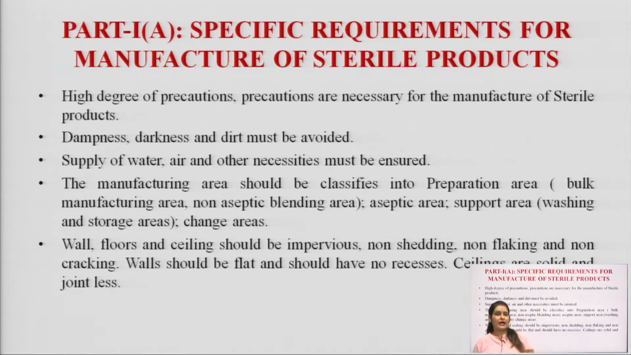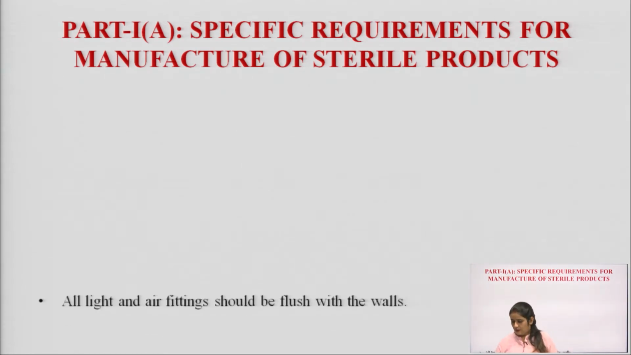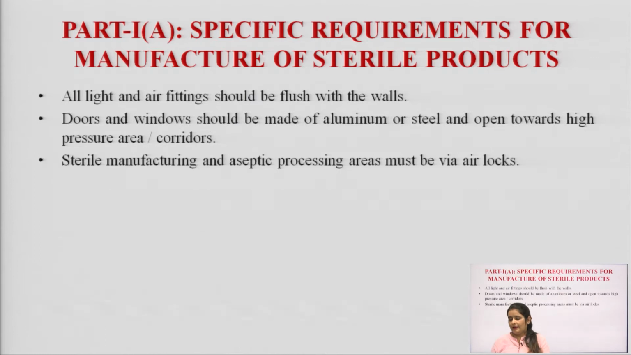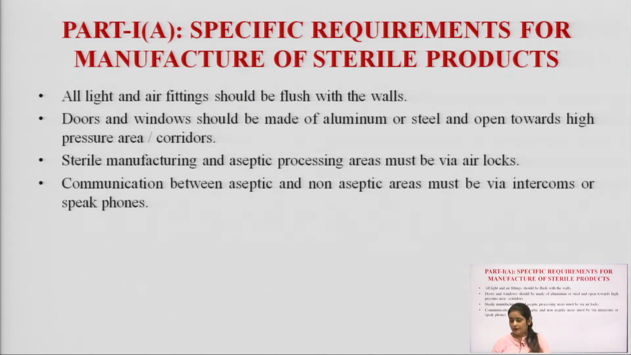As we have discussed in previous lectures, where the manufacturing is going on, the wall should be waterproof and free from cracks, holes and different kinds of spaces. If there are spaces, or if the wall is not waterproof, the dust will get accumulated and proper washing will not be conducted. All light and air fittings should be flush with the walls.